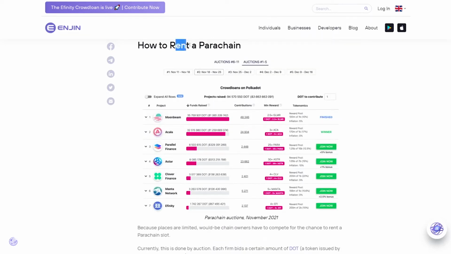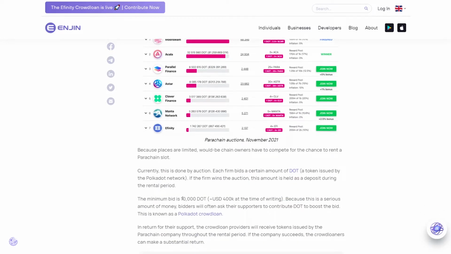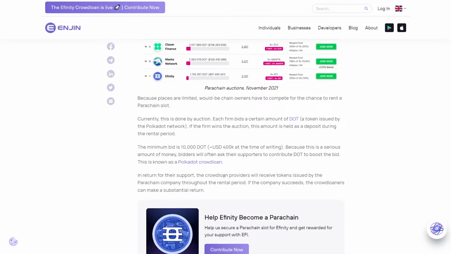So then how do you rent a parachain like that? It's usually done with auctions where each firm bids a certain amount of DOT, which is Polkadot tokens, and there is a minimum bid of 10,000 DOT tokens, which is quite a hefty sum at this time. So more often than not they will ask their supporters to contribute DOT for them as well to boost the bid, which is known as Polkadot crowdloan. And then for the support they will reward those providers with their issued tokens throughout the rental period. And if the company succeeds, the crowd loaners can make a substantial return.